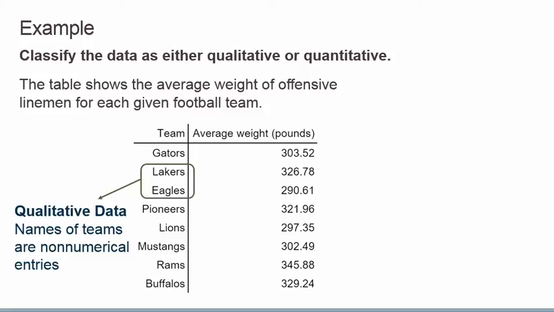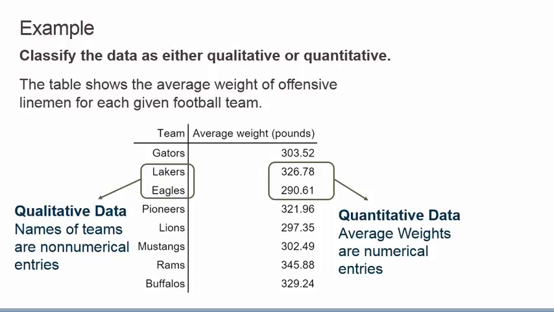Those are non-numerical entries. Our quantitative data are the numbers, like the average weight of the numerical entries. I can also find the average weight of all the teams using this data. However, I cannot use the team names to find an average name.